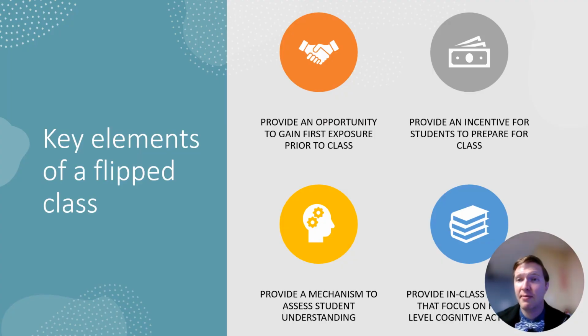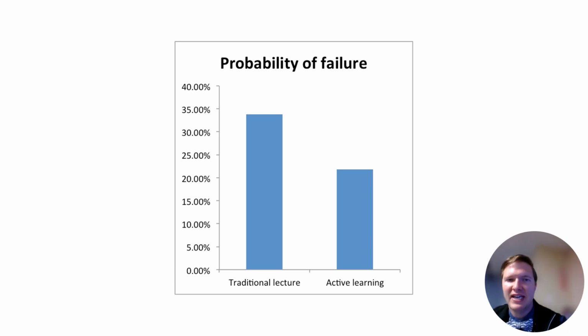All right, what are key elements of a flipped class? The big idea here is to provide an opportunity to get exposure to the information before class, and give an incentive for students to prepare for class. That could be quizzes, worksheets, discussion boards, a mechanism for the student to understand the information, and then focus on in-class cognitive activities, activities that take the information to the application level, and that will support the learning of the material.